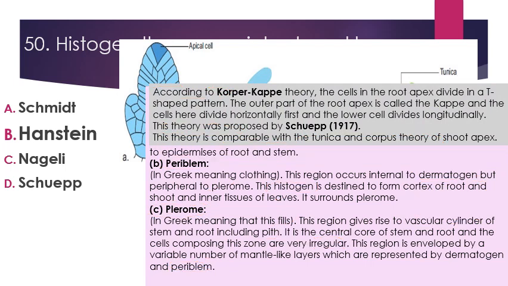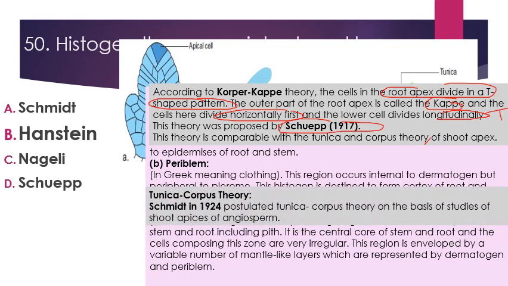Next theory is the korper-kappe theory, which is applicable in case of root apical meristem. So here the cells in the root apex divide in a T-shaped pattern. This is very important, T-shaped pattern, and the outer part of the root apex is called kappe, and the inner, central part is known as korper. The cells here divide horizontally first, and the lower cell divides longitudinally and gives rise to the structure which is T-shaped. This theory was proposed by Schmidt in 1970. The theory is comparable to the tunica corpus theory of shoot apical meristem, given by Schmidt in 1924.